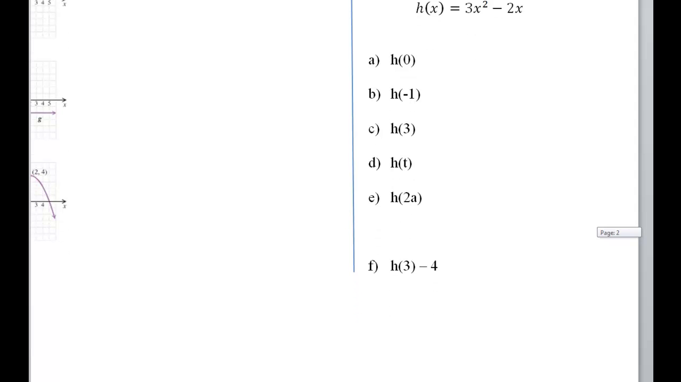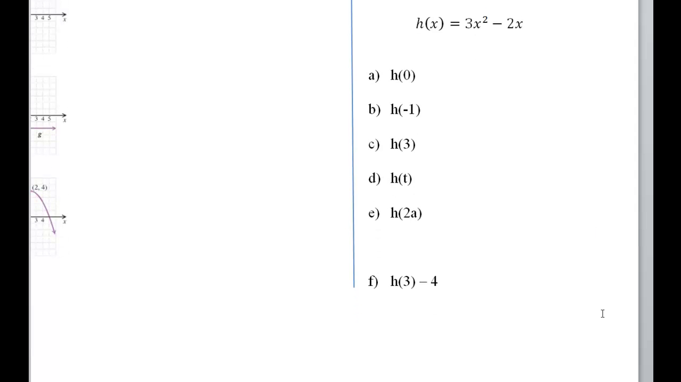Alright, here we have some exponents to cause a little bit of stress on your life, but it shouldn't be too bad. So, plugging 0 into my equation, h of 0. We plug 0 in for the x, so we have 3 times 0 squared minus 2 times 0. Well, that's going to be 0. Now we're going to plug in negative 1, so 3 times negative 1 squared minus 2 times negative 1. Now this is where your algebra skills come in handy. Negative 1 raised to the second power is 1, so this is 3. And negative 2 times negative 1 is positive 2. So my answer here is 5.